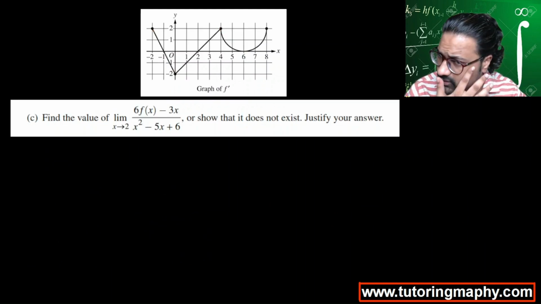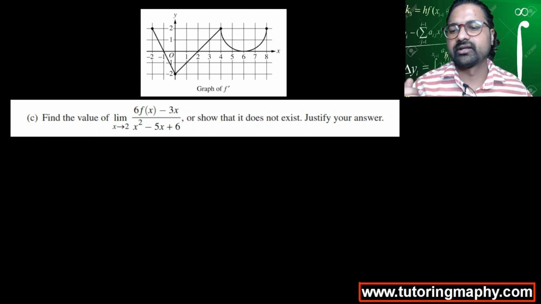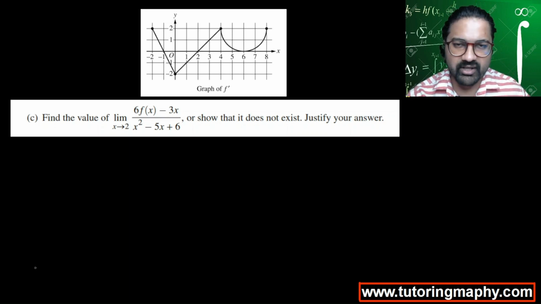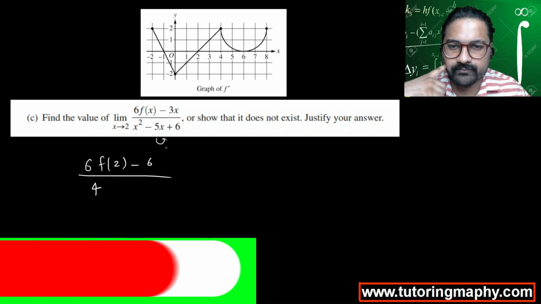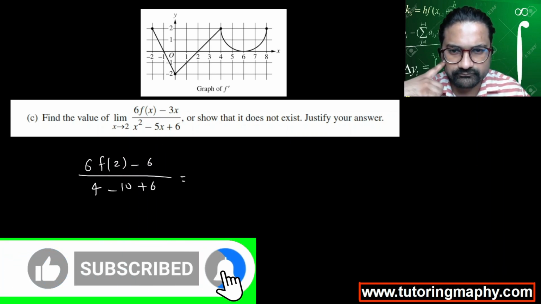Let's move ahead. Find the value of this limit or show that it does not exist. Justify your answer. The best way to find a limit is to first check whether direct substitution works. So I just plug 2 into the function and see what I get. I'm getting 6 times f of 2 minus 3 times 2, which is 6. 2 squared is 4. 5 times 2 is 10, and plus 6 remains as it is.